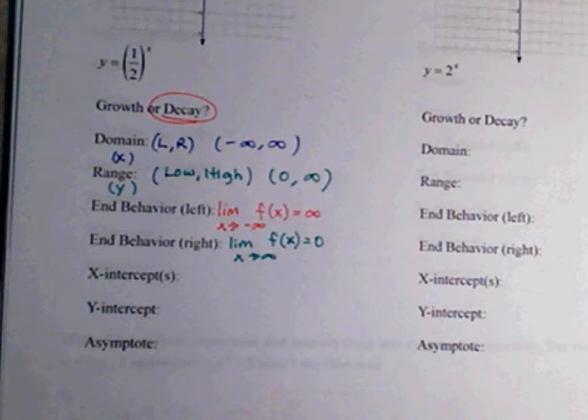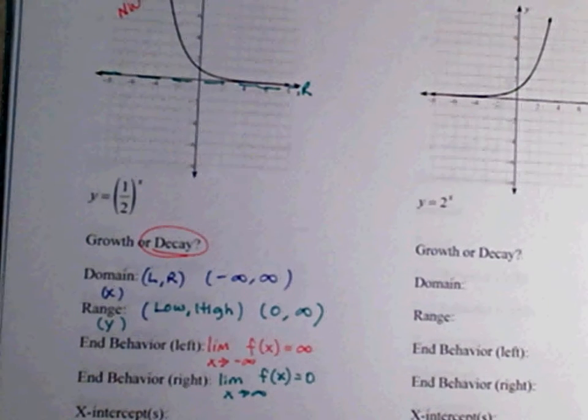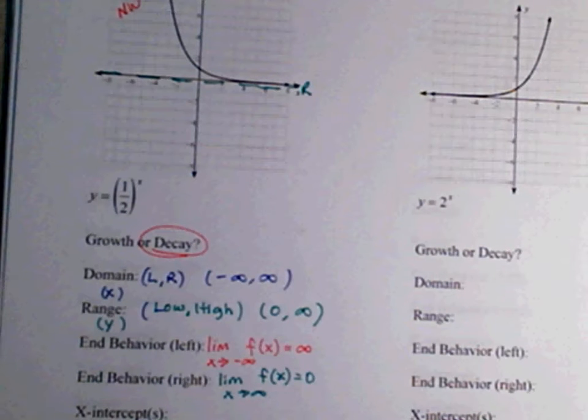Okay. All right. Your x-intercept. Well, hi, Mr. JG. I can't say your name out loud. Okay, here we go.